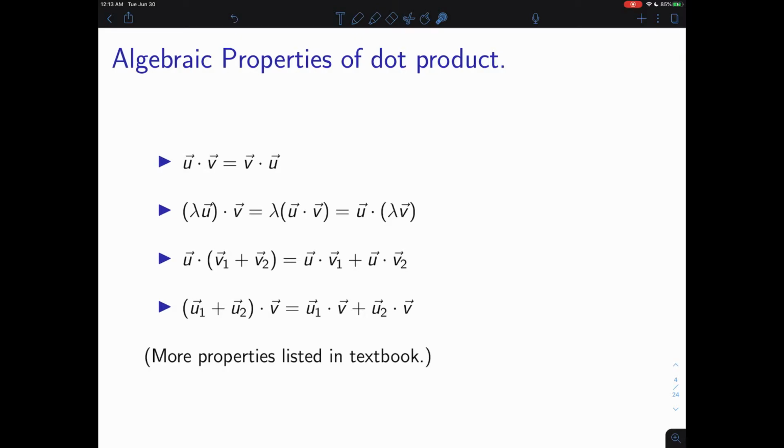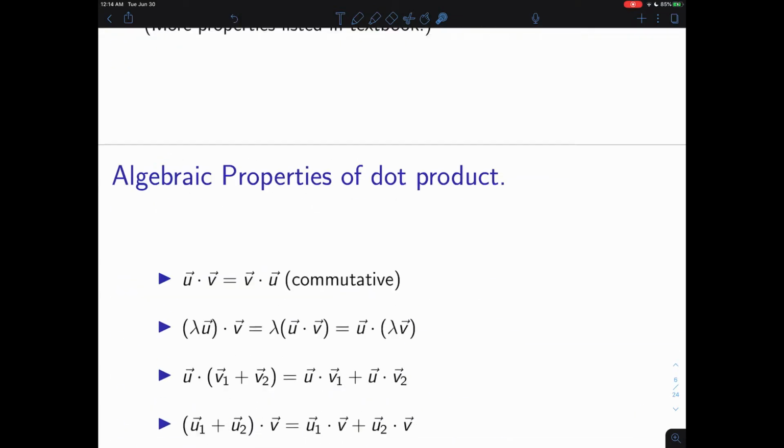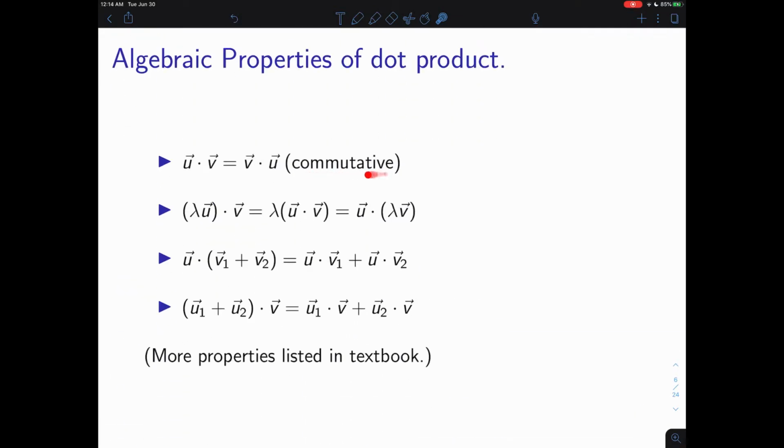Out of curiosity, do you perhaps know the names of these properties? Some of them do have names. You might have heard these names before. The first one, where you can switch the order, that one is called commutative property. It's a commutative property.